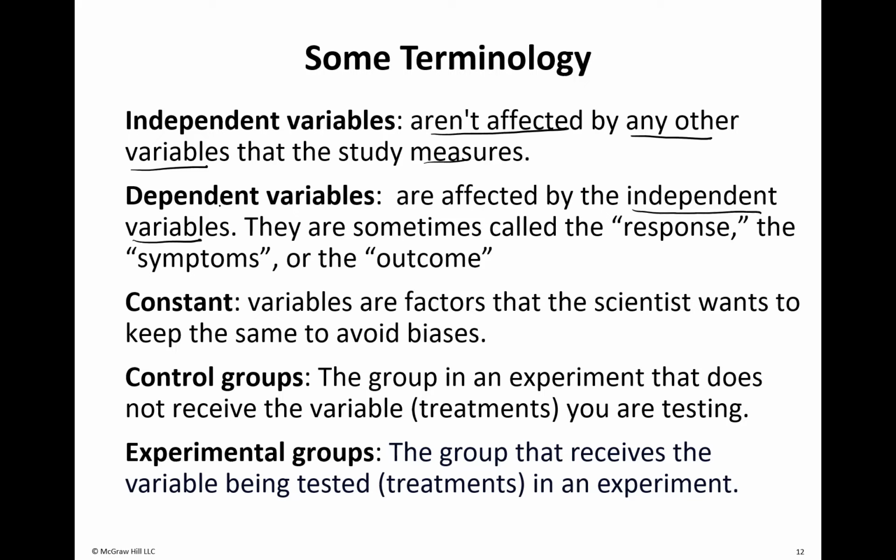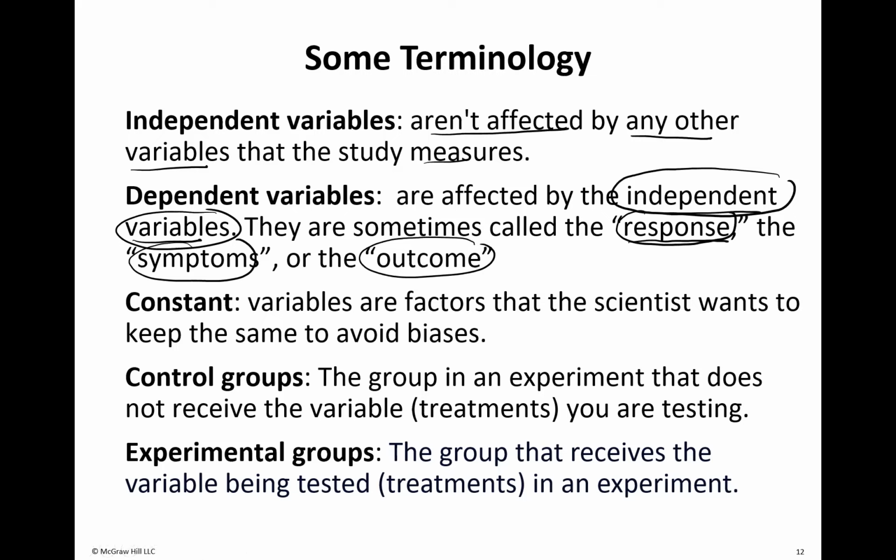The second one, the dependent variables, are variables that are affected by the independent variables. The dependent variable is also known as the response, the symptom, the outcome, or the result coming from the independent variables. So the independent variable will affect the dependent variable. Therefore, the dependent variable is also known as the response, the symptoms, or the outcome.